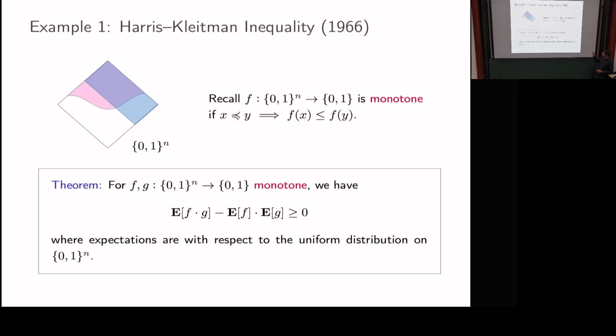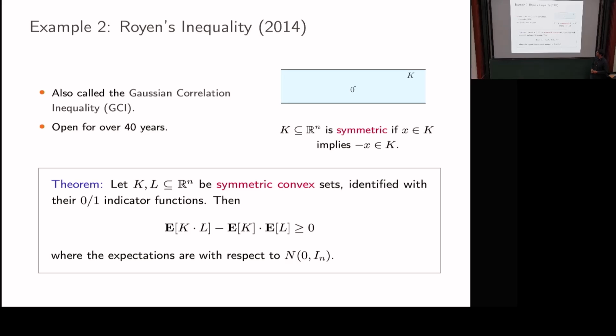But if you replace monotone Boolean functions with symmetric convex sets over Gaussian space, then the exact same statement is known as Royen's inequality, or the Gaussian correlation inequality. And this was open for over 40 years. And the proof is not a 3-line induction. It's much more than that.